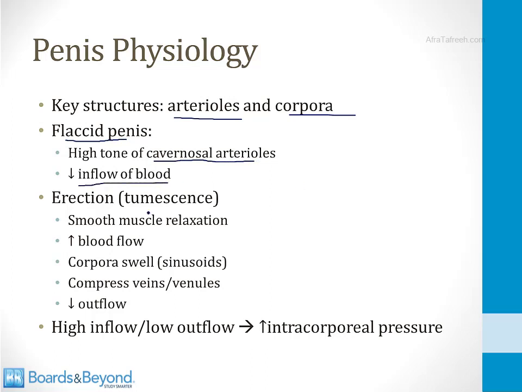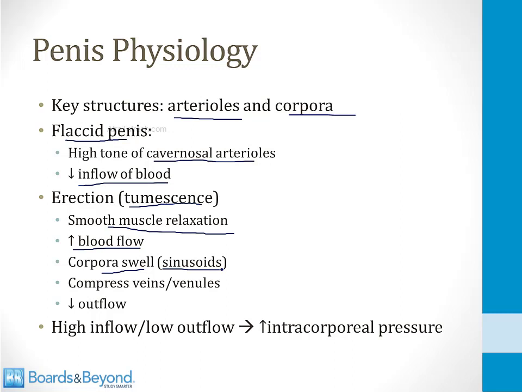When an erection forms, this process is called tumescence, and the major physiologic change that leads to an erection is smooth muscle relaxation. The arterioles will have their smooth muscle relax. This will allow blood to flow into the penis, and the corpora also have smooth muscle that will relax. This will allow them to become engorged. So when the arterioles relax, there's more blood flow, and when the corpora smooth muscle relaxes, the corpora will fill with blood and swell.